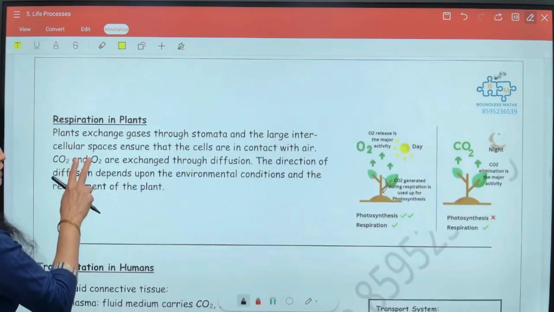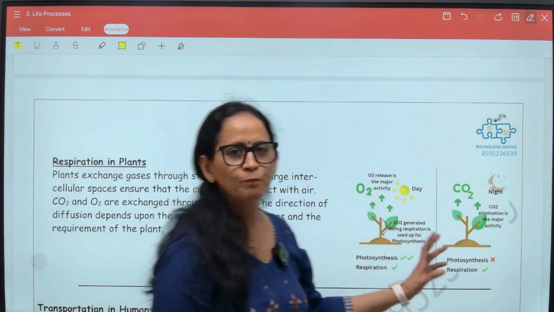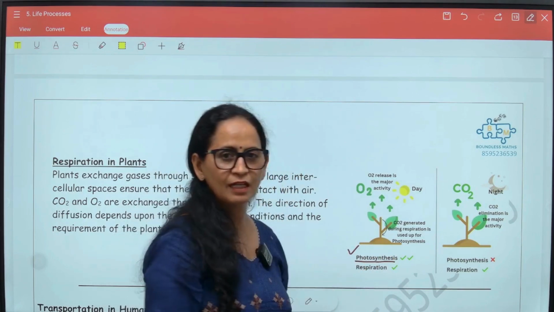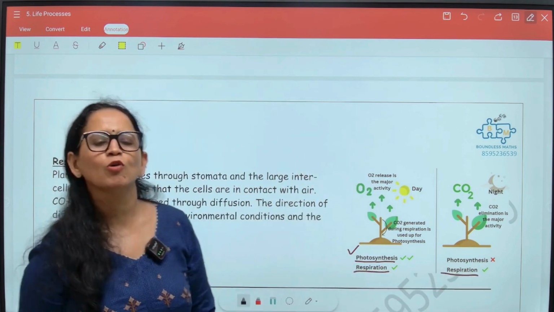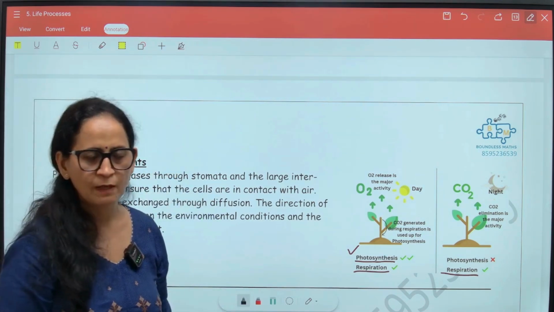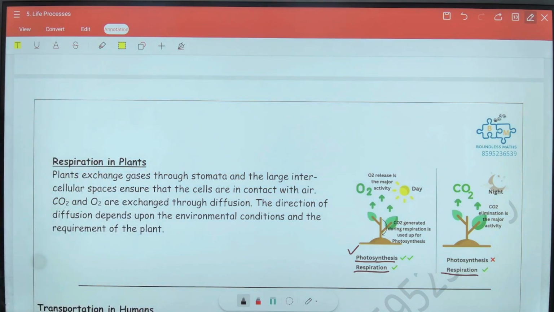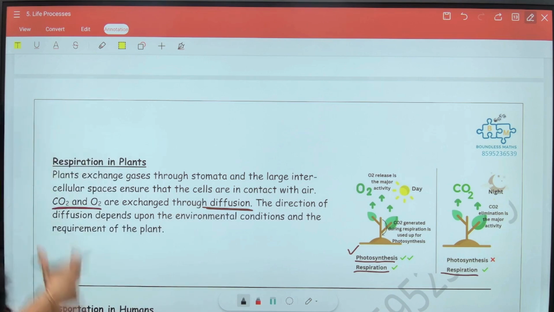Now let's come to respiration in plants. In plants there are again two main processes taking place. Photosynthesis happens in the presence of sunlight, but respiration is happening throughout 24 hours. Plants are also going through the process of respiration to create energy for themselves, because they also need energy to grow. The plants exchange gases through stomata, and the large intercellular spaces ensure that the cells are in contact with the air. So CO2 and O2 can be exchanged through diffusion when the stomata are open, right?